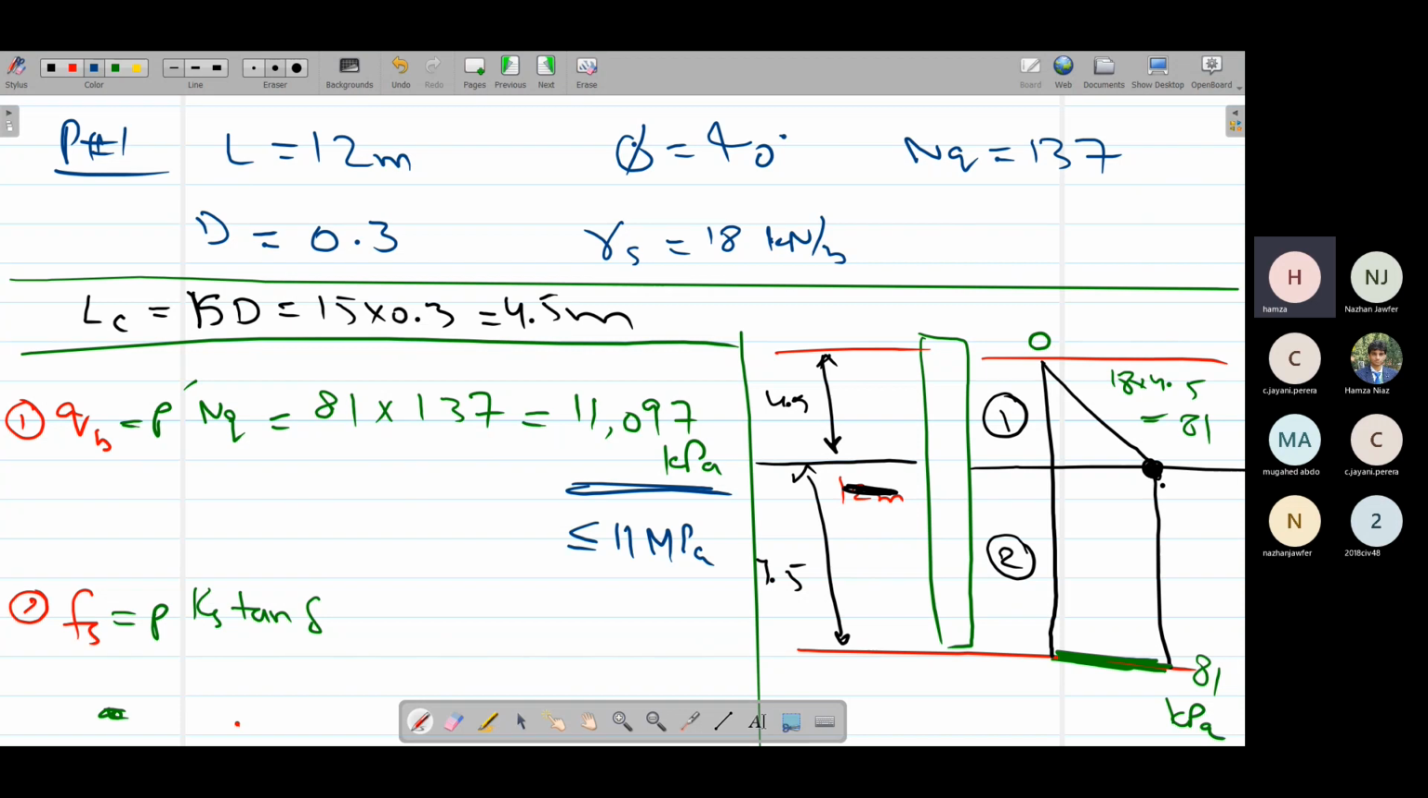It should not be more than 11. So if the value is coming greater than 11, simply take QB as 11, or 11,000 kilopascal. So this is our limit. We have to be very vigilant about this: if the value is coming more than 11,000, or 11 megapascals, take this as 11.